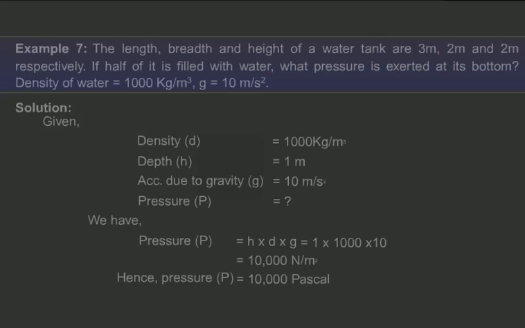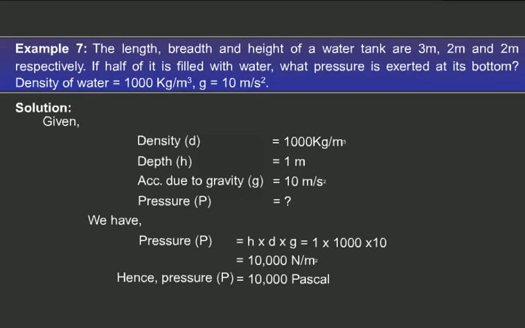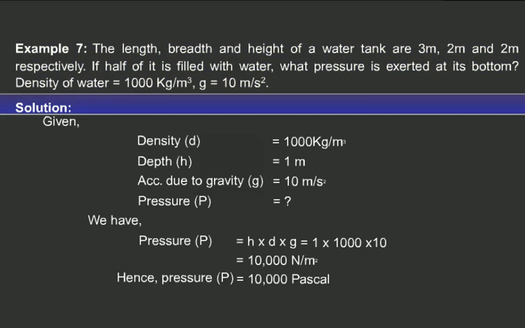Now, let us look at some more examples. This one reads, the length, breadth, and height of a water tank are 3 meter, 2 meter, and 2 meter respectively. If half of it is filled with water, what pressure is exerted at its bottom? The density of water is given as 1000 kgs per meter cube, and the value of acceleration due to gravity is equal to 10 meter per second square. Now look at the solution.